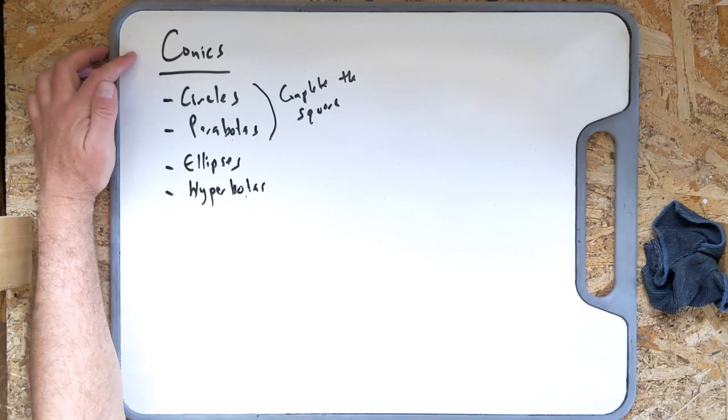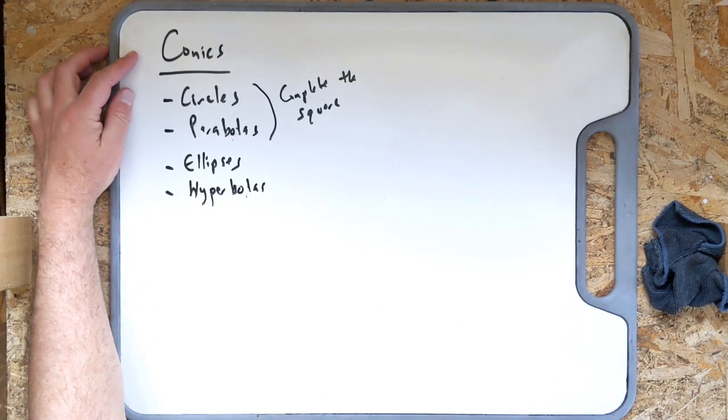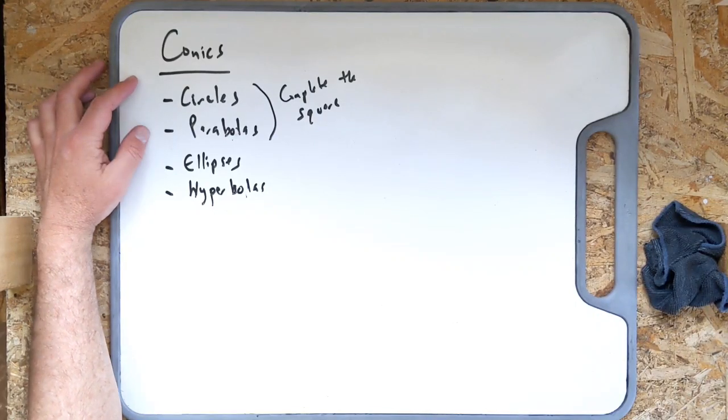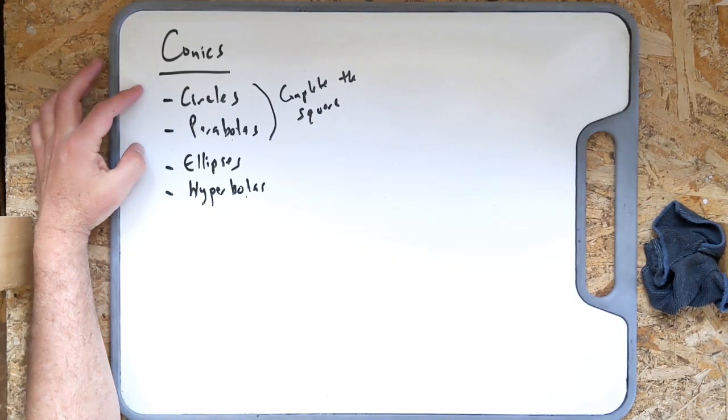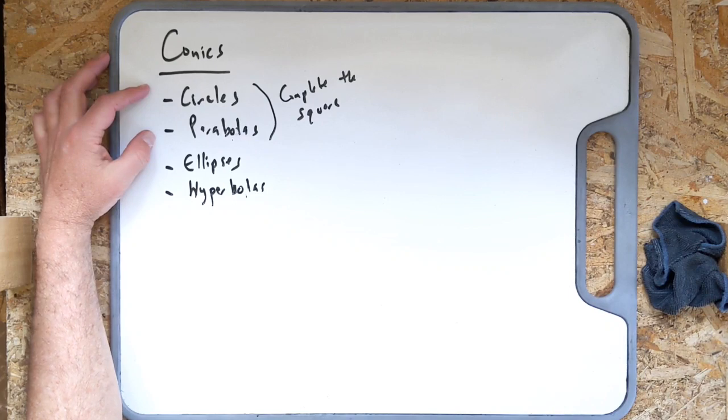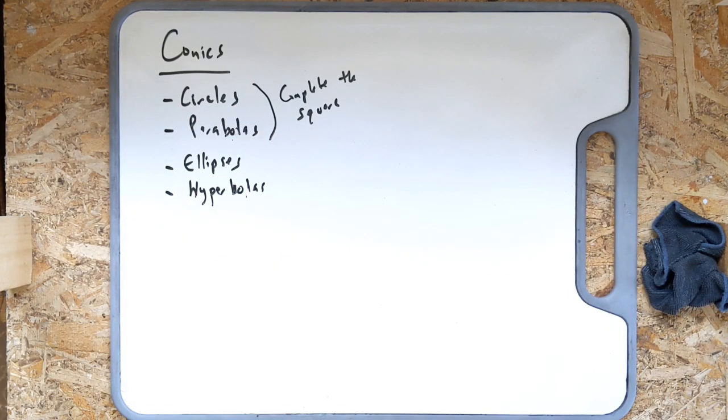Another section on conics. Remember, these were the 4 conic sections. Today we're going to do something a bit across them, which is for circles and parabolas, and ultimately it'll work for ellipses and hyperbolas as well. But for circles and parabolas today, we're going to do something called completing the square. So what is completing the square?